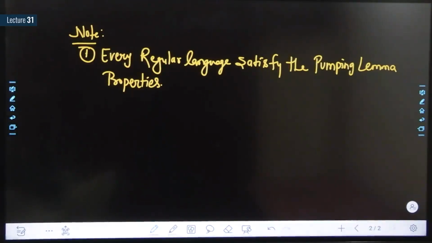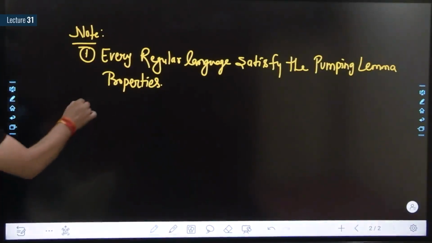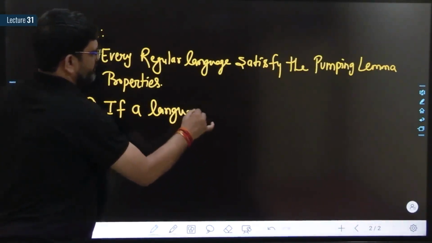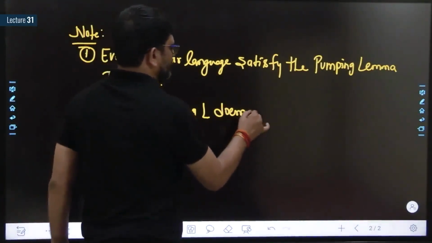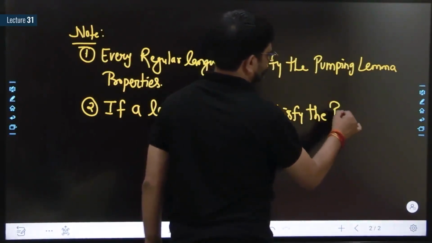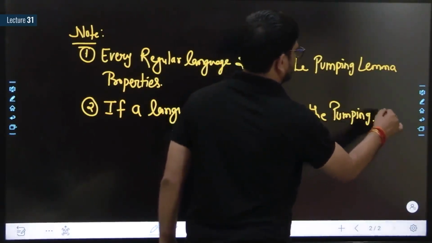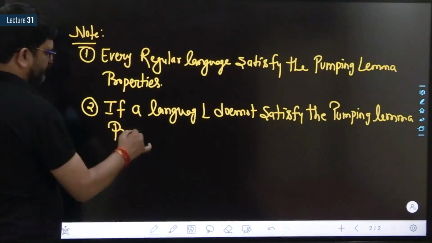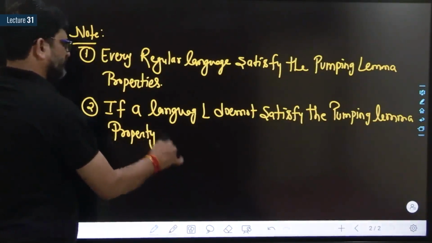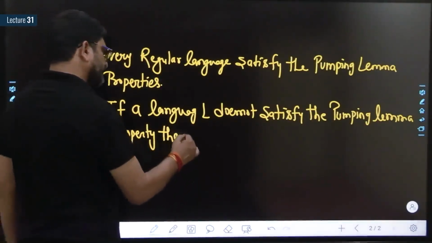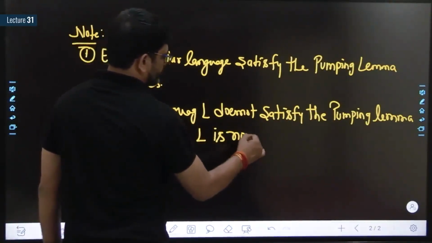Second point, if a language L does not satisfy the pumping lemma property, then L is non-regular. Clear?